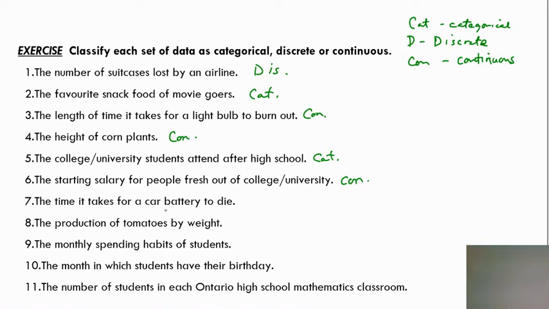Now, the time it takes for a battery to die. Again, too much of a range here. Too many in-between values. That's continuous. The production of tomatoes by weight. Well, that would probably be very defined. So I have it down as discrete. You could make an argument for it to be continuous.